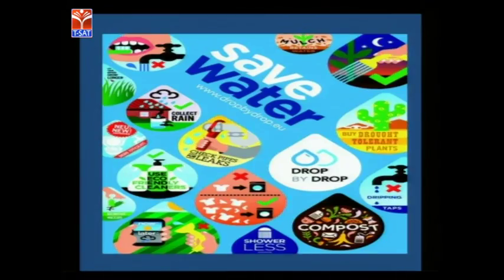You observe here there is a poster. This is one mode of discourse. This is one type of communication. This is a written discourse. This is developed to convey the message to conserve water. There are many ideas in this poster. This poster is one type of written discourse.